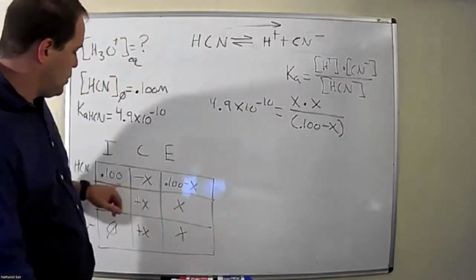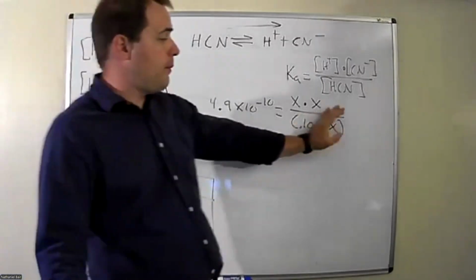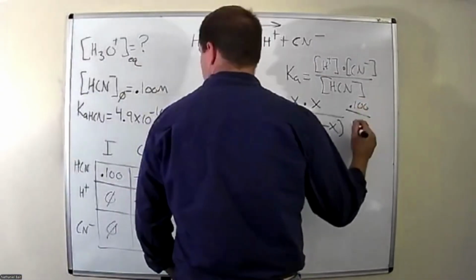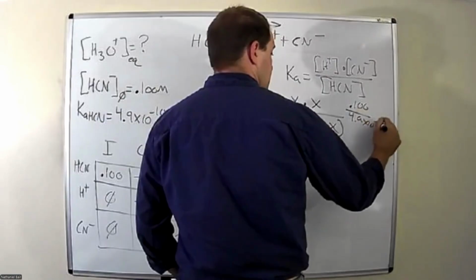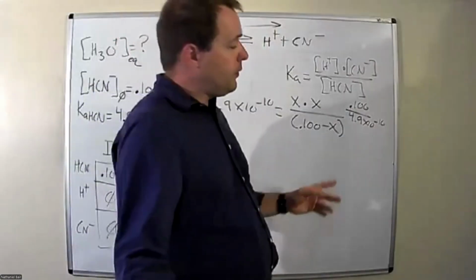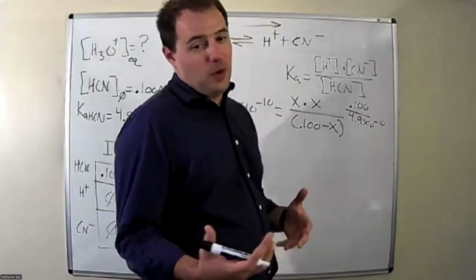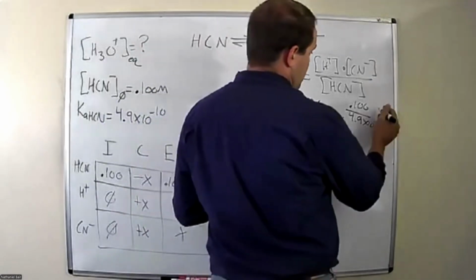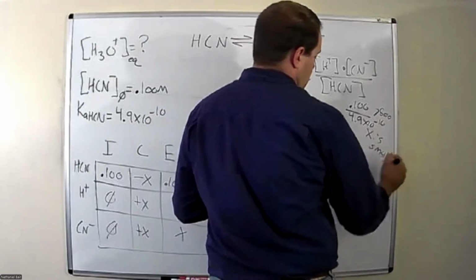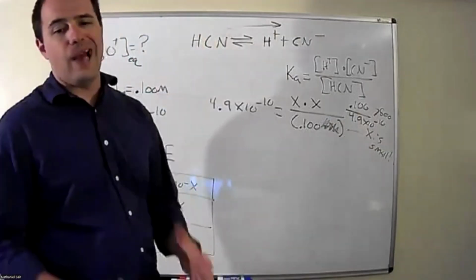We take our smallest initial concentration, divide it by the constant, and if it's greater than 500, we can get rid of that minus X. So let's check it: 0.100 divided by 4.9 times 10 to the negative 10. You can put that in your calculator if you want, but 0.1 divided by 0.0000000049 is greater than 500. It's going to be like a billion, so that is definitely greater than 500. So X is small, and if X is small, you get rid of that minus X. That is the most beautiful feeling in the entire world.